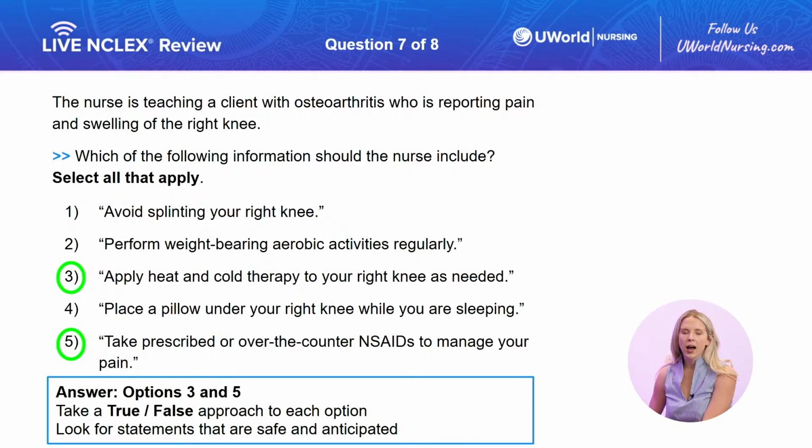Someone asked, why not 2? This client has osteoarthritis, and while at other times we may want to encourage them to do movements and make sure we're keeping the blood flow there, they're having a flare-up right now because they're reporting pain and swelling of the right knee. So it's kind of a change from baseline. In that case, we're going to want to rest and allow some of this swelling to go down. We're not going to want to have them do weight-bearing aerobic activities. That's going to be pretty painful for them, and it's not going to encourage rest.